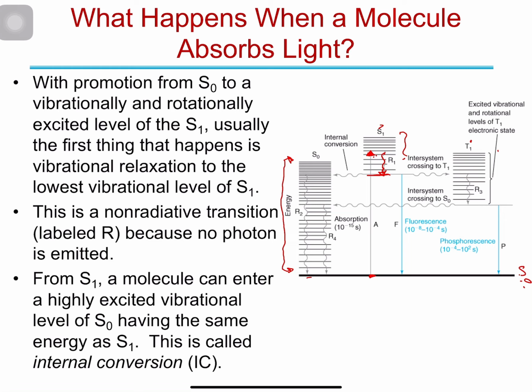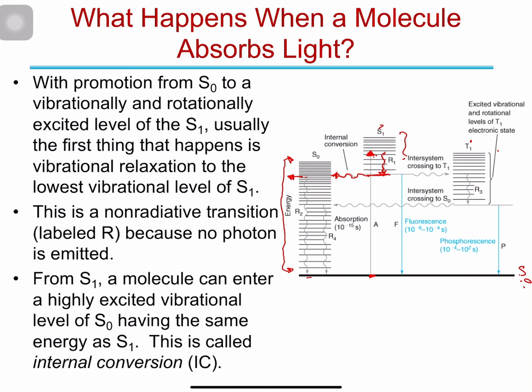The first thing is that the electron can move to an energy level with the same energy, but in the ground state, and this is called internal conversion. Internal conversion means the electron will move from a certain energy level to a different one, but with the same energy, from S1 to S naught. So now the electron will be at a higher vibrational energy level within the S naught, the ground state. This is called internal conversion. There is no loss of energy here because it's the same energy.